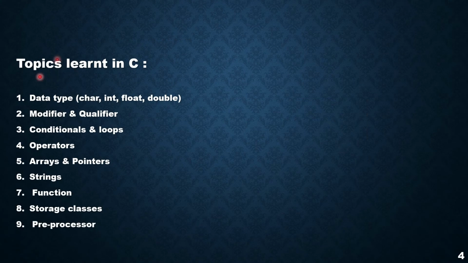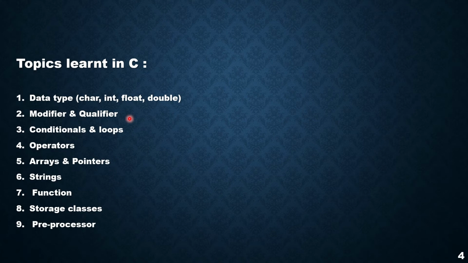And these are the topics that we learned during this internship program. So we learned about data types. There are 4 basic data types. They are the character data type, which acquires 1 byte of memory, the integer data type, which acquires 2 to 4 bytes of memory, the float data type, which acquires 4 bytes of memory, and the double data type, which acquires 8 bytes of memory. And then we also learnt about modifiers and qualifiers.